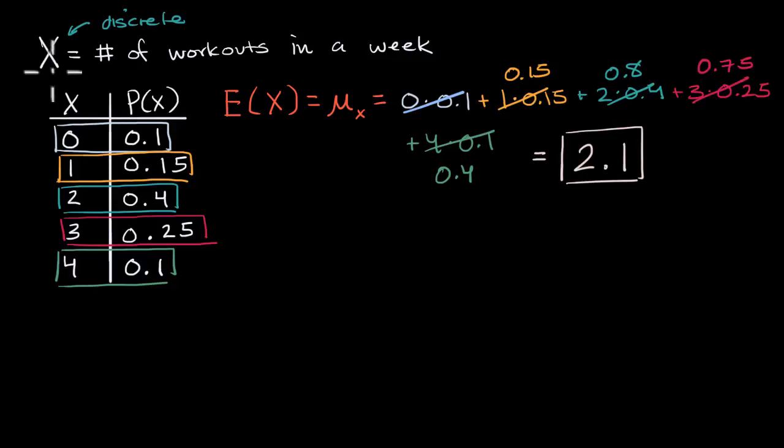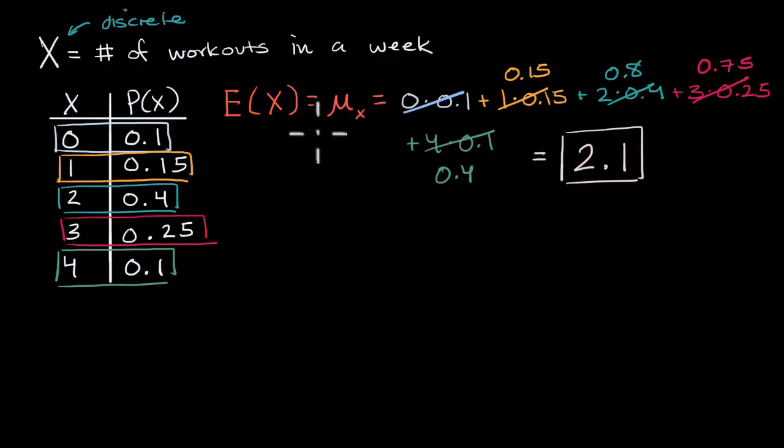In a previous video, we defined this random variable x. It's a discrete random variable. It can only take on a finite number of values. And I defined it as the number of workouts I might do in a week. And we calculated the expected value of our random variable x, which you could also denote as the mean of x. And we used the Greek letter mu, which we use for population mean.